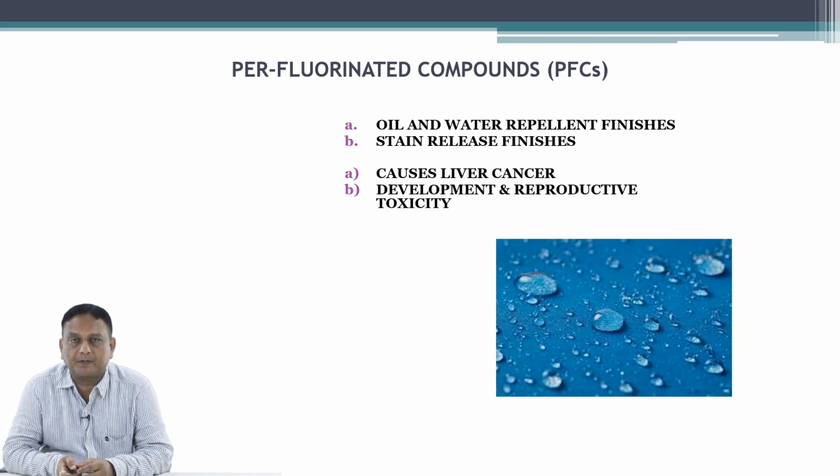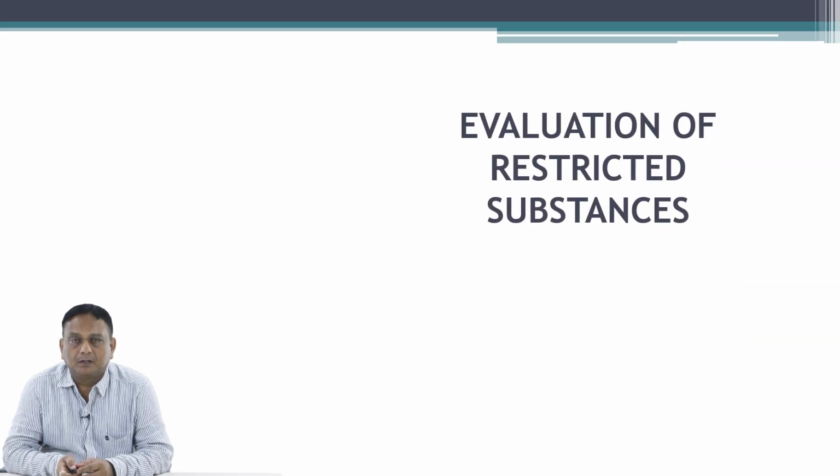What are the harmful properties? It can cause liver cancer. It is the development of reproductive toxicity. So PFCs are to be banned, and one should not use such chemicals in the production process.